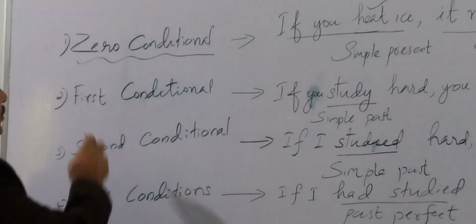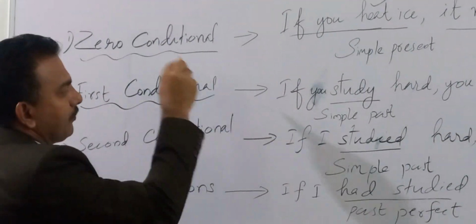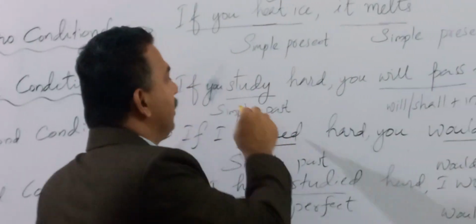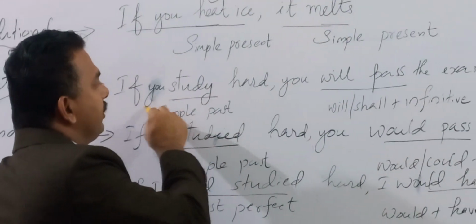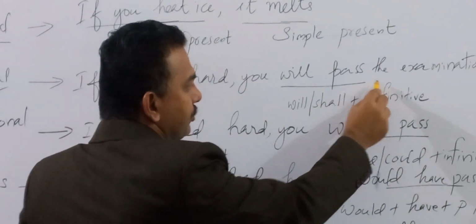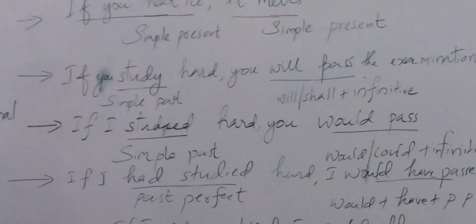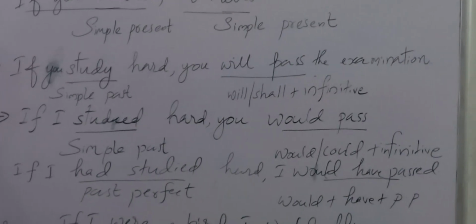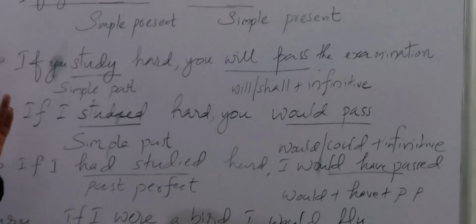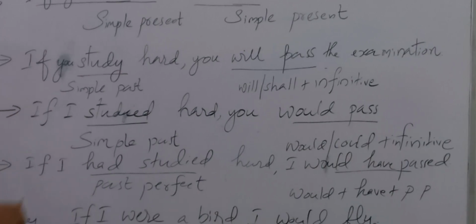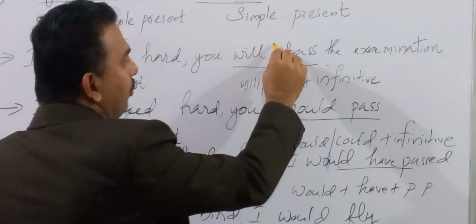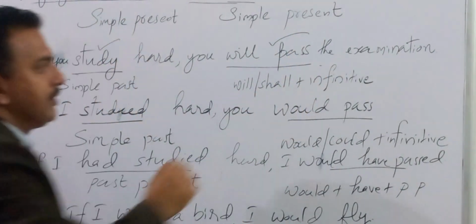The second type is the first conditional, where you again have two clauses, the if clause and the main clause. For example, if you study hard, you will pass the examination. Here this is the if clause, where the verb is study, and in the main clause it is will pass.